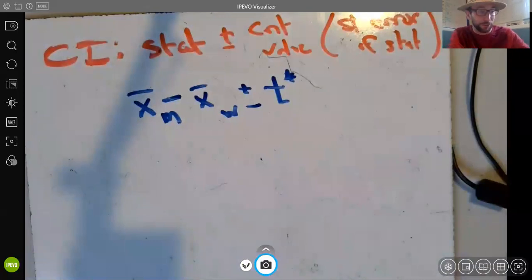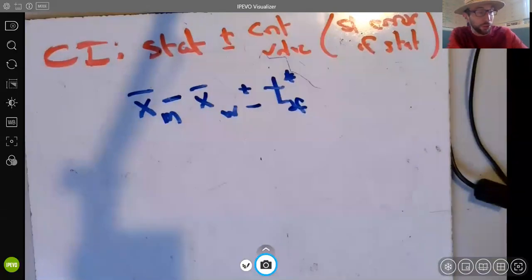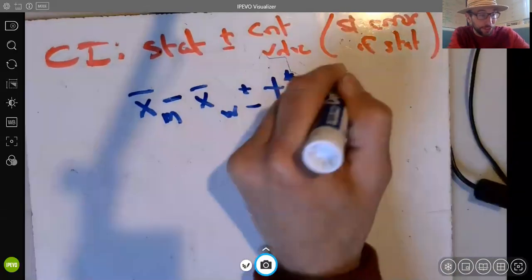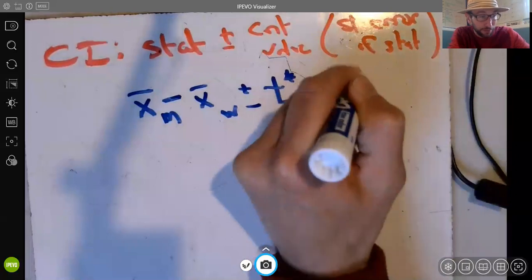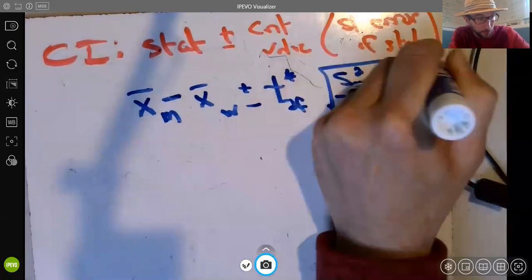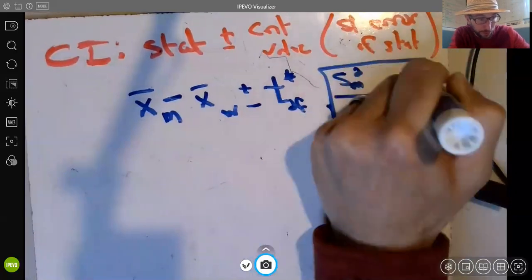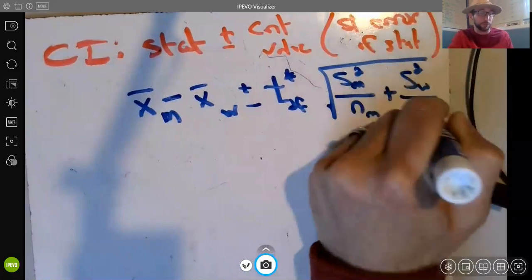But the idea is, right, we have T star here based on some degrees of freedom. And then if I look at my AP formula sheet, we're taking now the sample standard deviation for the men squared over the sample size for the men, plus the sample standard deviation for the women squared over the sample size for the women.